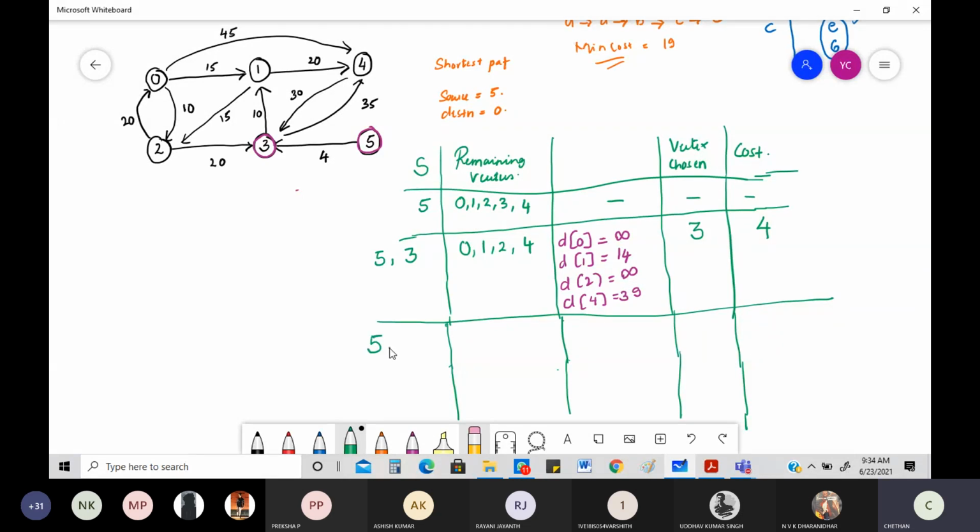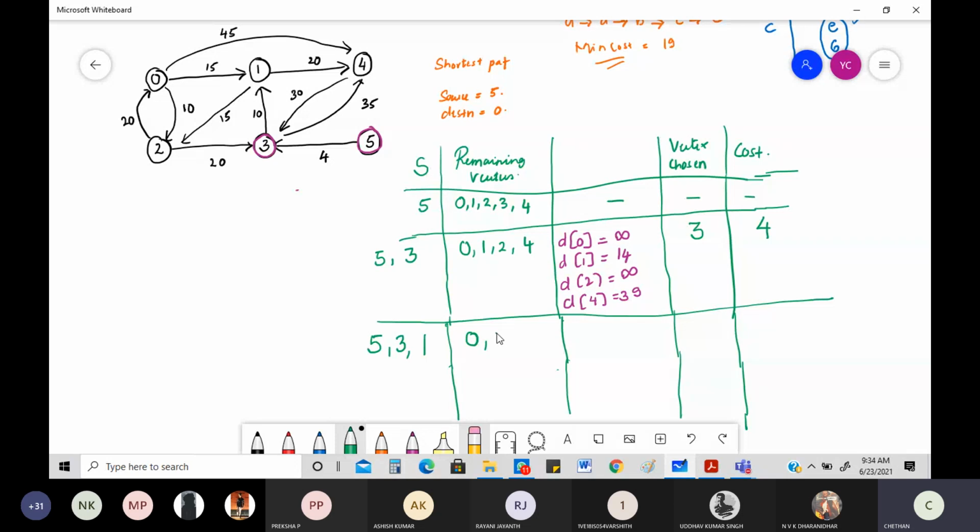Correct? Yes. Then what is the remaining vertices? 0. Don't write 1 again. Don't be that stupid. You have already chosen 1 here. So 5, 3, 1. Then you got 2. Then you got 4.